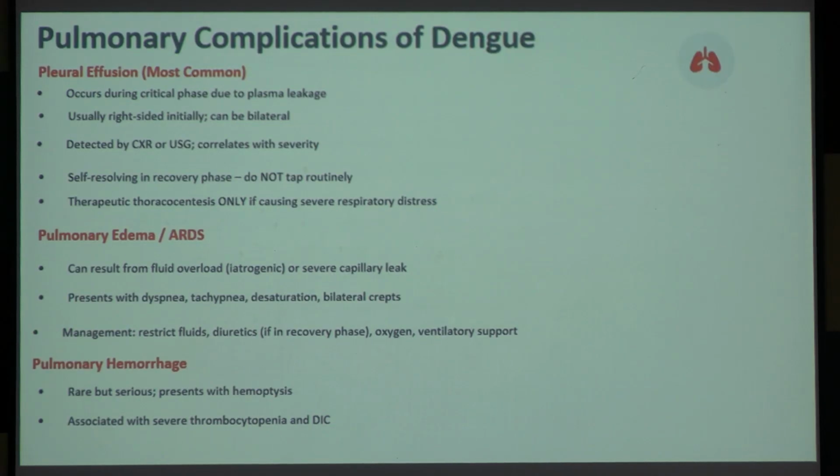These are the pulmonary complications of dengue. I have already mentioned ARDS, pleural effusions, and pulmonary hemorrhage, rarely, in case of severe thrombocytopenia or DIC. Okay.